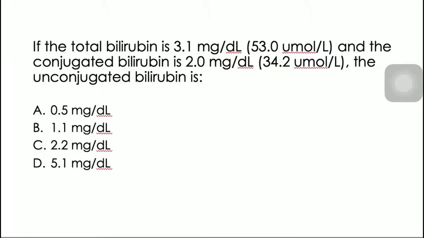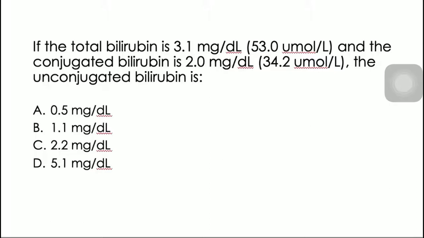Okay, if the total bilirubin is 3.1 milligrams per deciliter and the conjugated bilirubin is 2.0, the unconjugated bilirubin is, so again, looking at the value, mataas na po yan, no? Kasi ang total bili hanggang 1, no? 0.2 to 1. Tapos ang conjugated bilirubin is 0 to 0.2. Okay? Pero yung dito, nasa mataas na yung level, no?